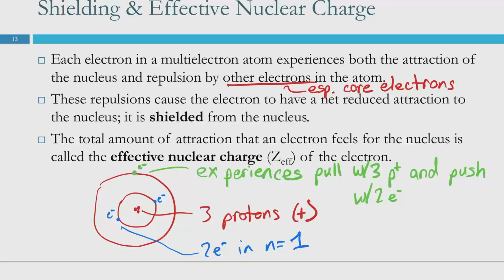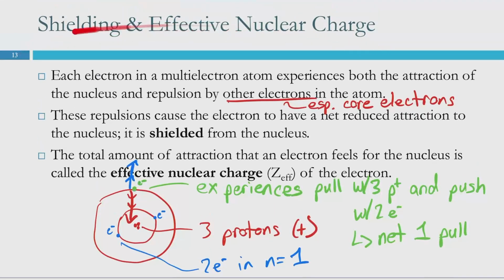Neutral. 3 pull, 2 push. Oh, sorry. The 1 positive. Yeah, so it's going to have a 1 positive force. So if we draw this as an arrow, let's make that 3, and it's going to experience 2 push. So it gets a net 1 pull. Does that make sense? Hopefully makes sense. This is all explained in later slides. I don't know why I'm explaining it all right here.